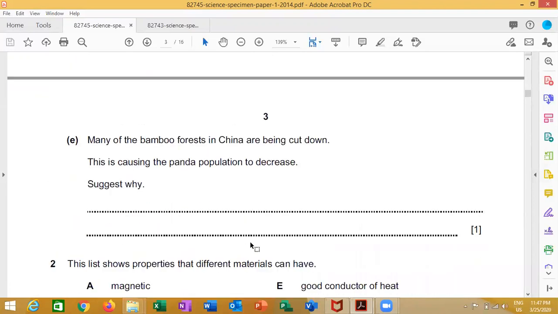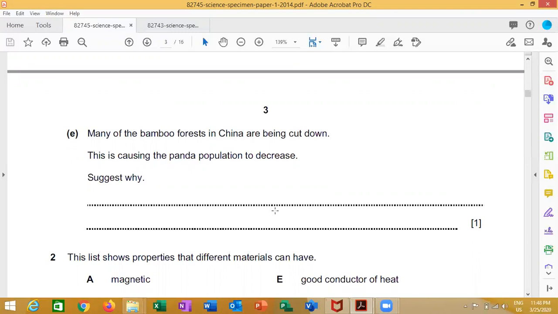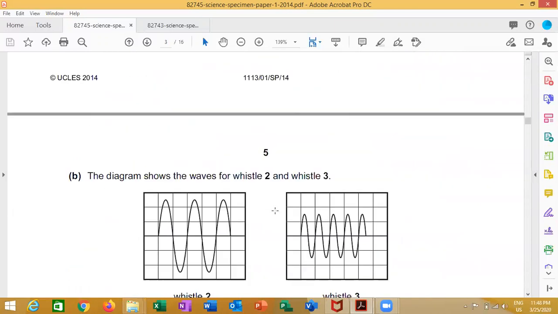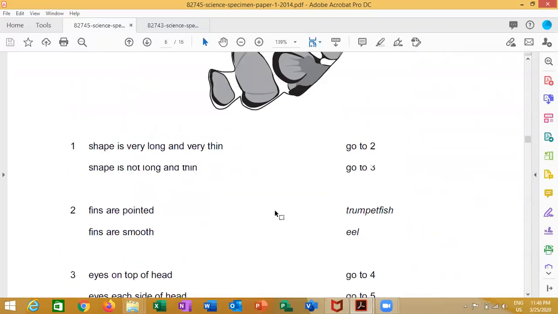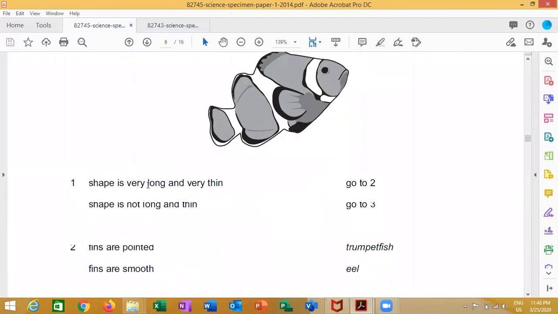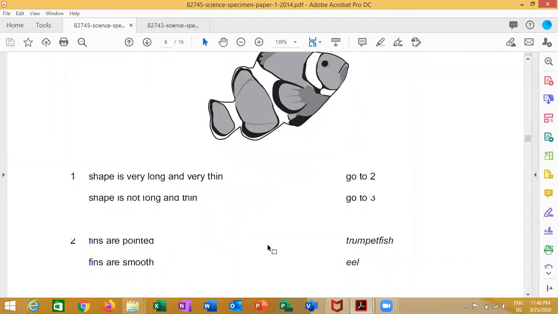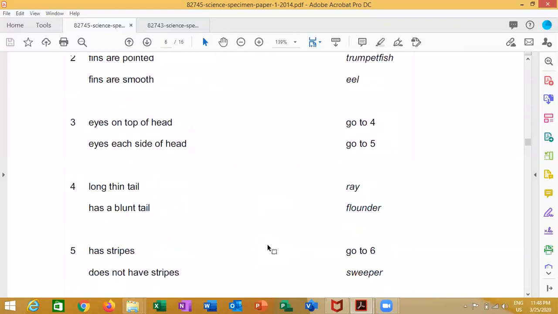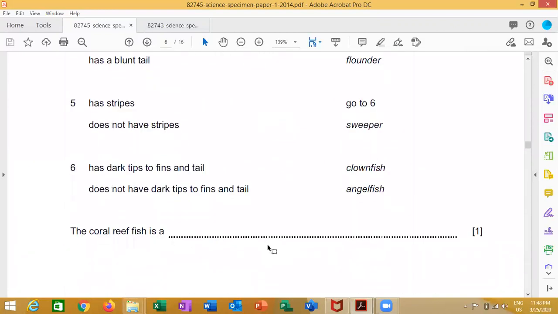Let's move to question E. Here he's talking about how cutting trees will affect the population of panda. Your answer should be because the amount of food is decreased, or there is not enough food, or there is no shelter for the panda. Let's move to question 4. Here, this question is a key question. According to the information that you have here, you should write the name of the fish. According to the information here, it should be clownfish.